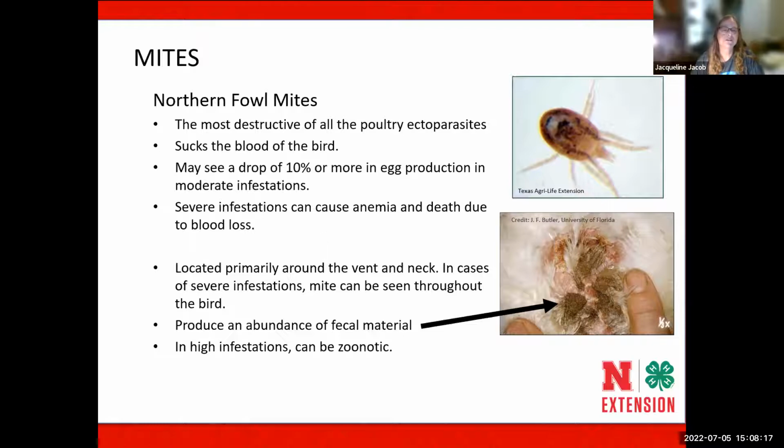It's one of the most destructive of all the poultry ectoparasites. And as I said, it's one of the most common. In high infestations, it can be zoonotic. That means it can start to infect humans. So, you start to handle your birds and they run up your arm and irritate you.